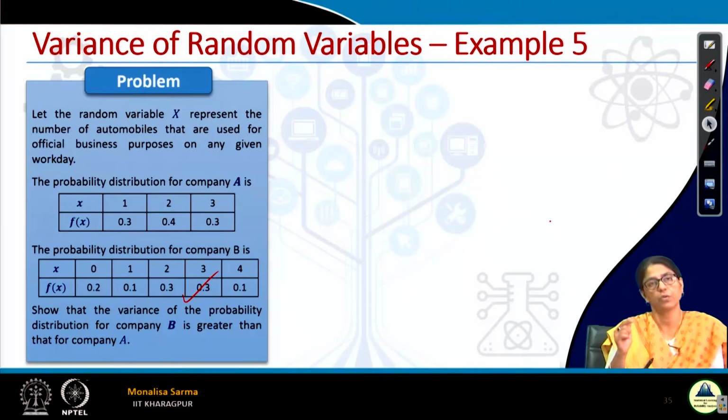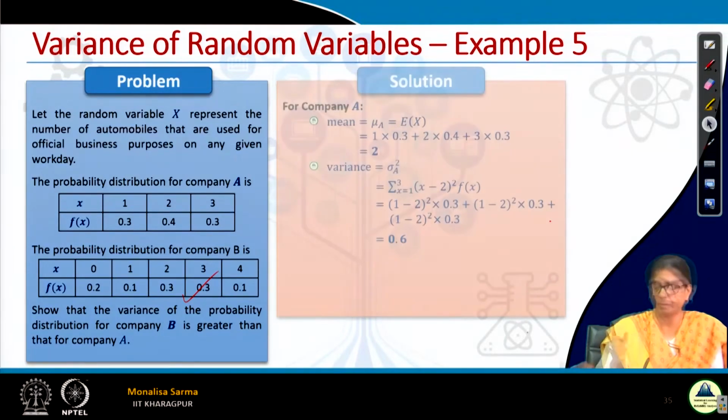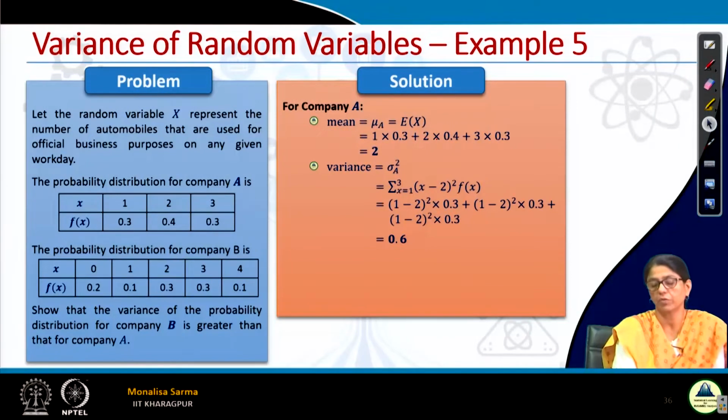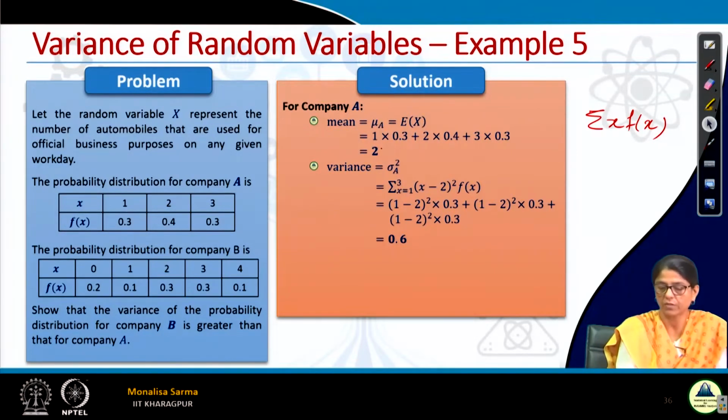How will we do that? Now, how to find the variance? To find the variance, first we need to find the mean, right? What is the formula for mean? Mean is summation of x f(x). So what are the x values? It is 1 into 0.3, 2 into 0.4, 3 into 0.3.